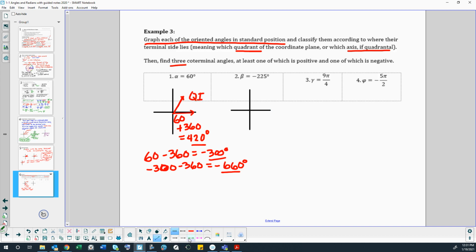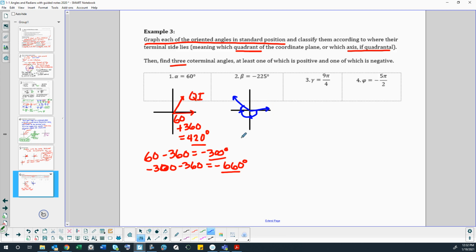So here's angle beta, negative 225. So I'm going to count around. There's 90. There's 180. There's 270. Oh, that's too far. So halfway between 180 and 270. This is the angle I multiplied incorrectly earlier when I got like negative 135 and it was actually negative 225. So this is that exact same angle from that problem.